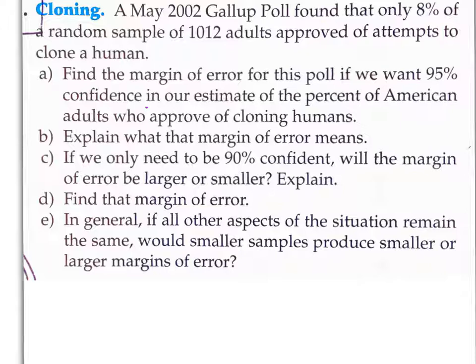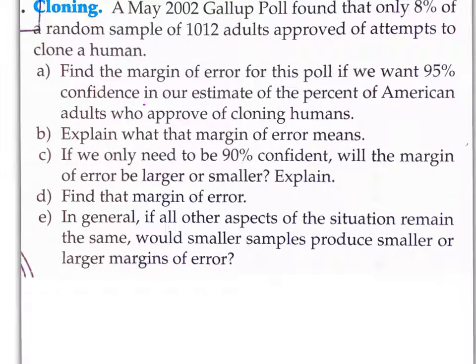Aren't you guys lucky? Alright, a May 2002 Gallup poll found that only 8%, so P is equal to 0.08, of 1,012 adults approved of attempts to clone a human. Alright, so part A, find the margin of error for this poll if we want a 95% confidence in our estimate.